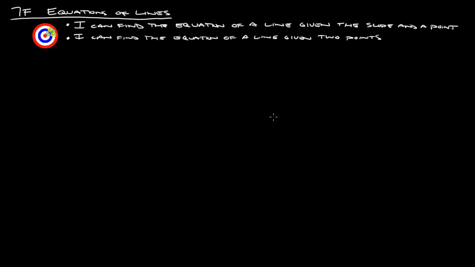I'm going to take you through the 7E notes on equations of lines. At the end of this, you should be able to say that I can find the equation of a line given the slope and a point, and also that I can find the equation of a line given 2 points.